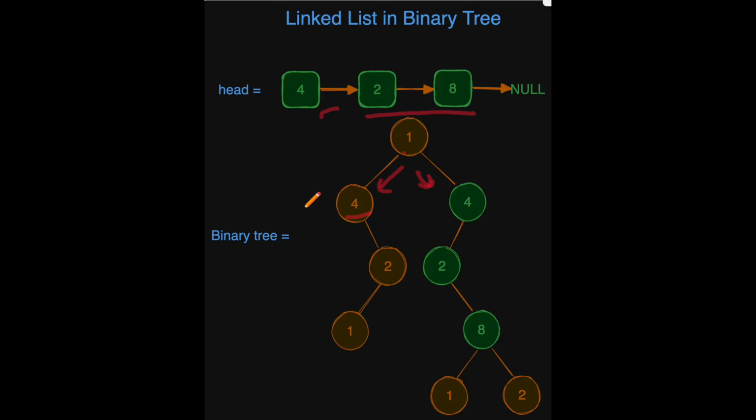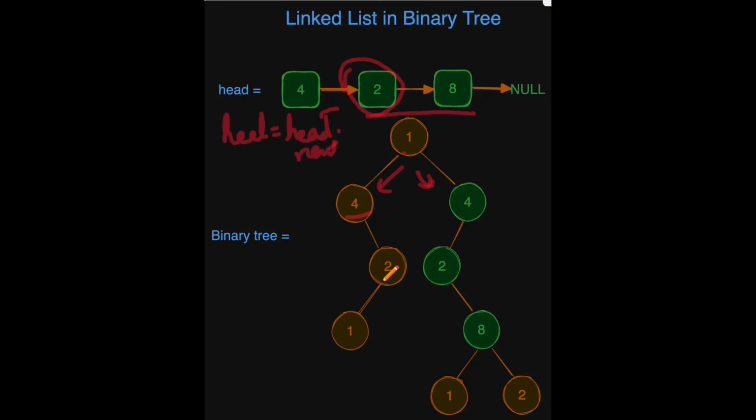Now because the tree node value and the head node value matched, we will do head is equal to head dot next. So we will come to 2 now. Then we further explore the children of 4. We come to 2, right? And that also matches the current head value, that is 2. So we come to next node in linked list, that is 8.